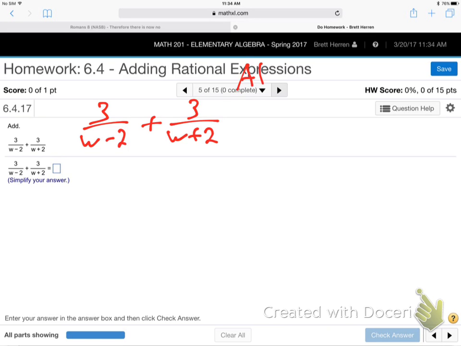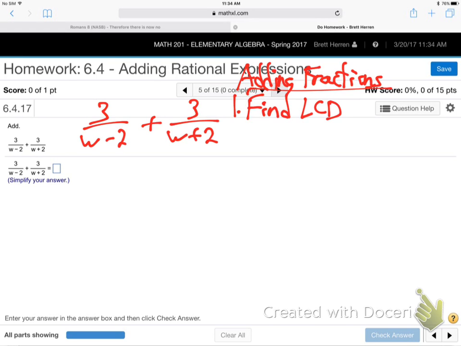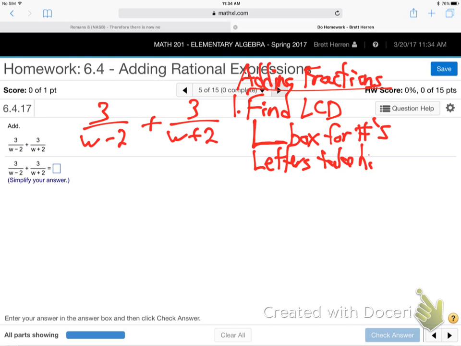Okay, so adding fractions. What are the steps? Step number one, find the LCD, the common denominator. Do the L box for the numbers, and for letters, just say highest power. So the L box for numbers, and for letters, highest power. Are we still on the screen? Yeah. Okay.